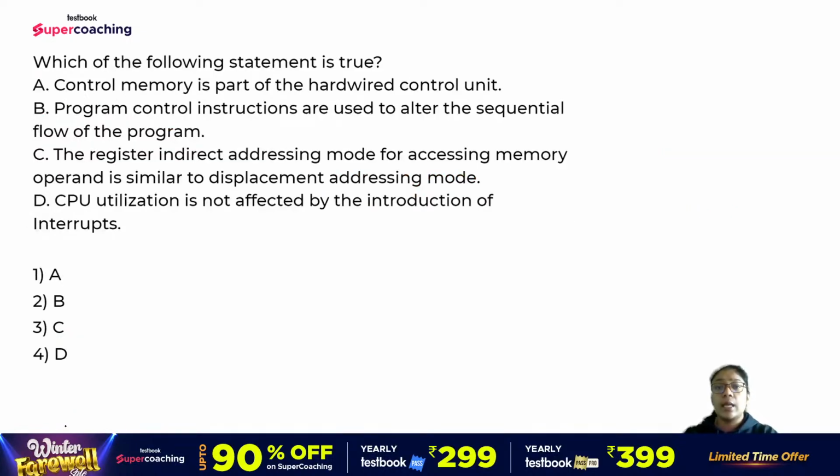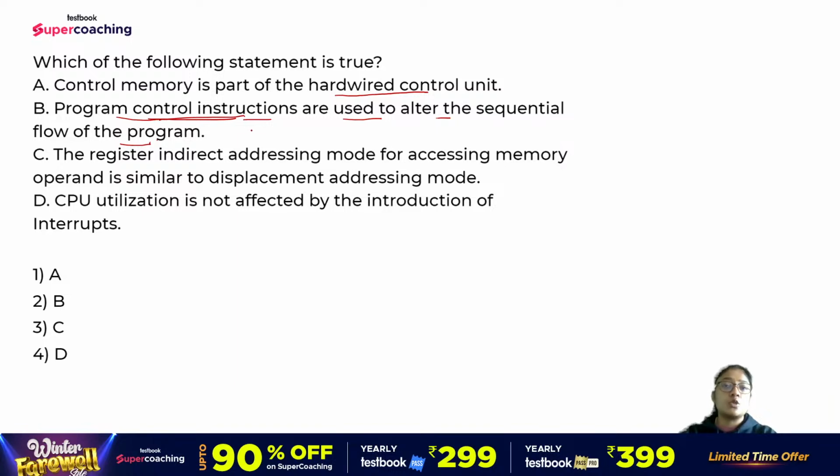Just go through it. It is based on the hardwired control unit. We have talked about hardwired and vertical control units. Tell me which one of the following statements is true. Control memory is a part of hardwired control unit. Control memory is not a part of hardwired control unit. Program control instructions are used to alter the sequential flow of the program. It's about the control instructions.